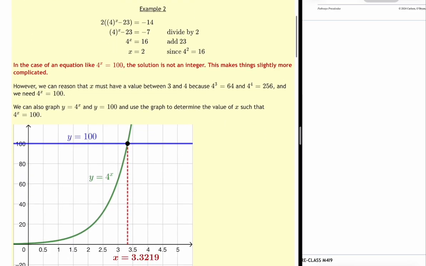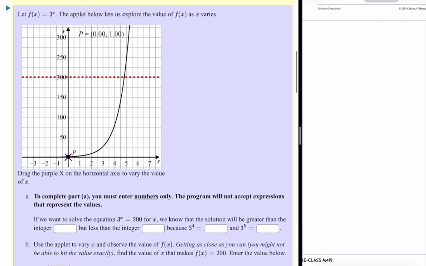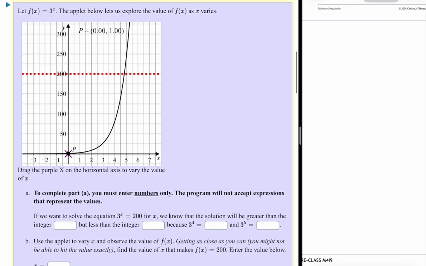Those are always good to look at. Here they have a picture of what you're looking at. So that's the equation y equals 4 to the x. If x is 3.3219, the height will be 100. So now my applet has a 3 to the power of x. I don't know what yours has. If it's different, that's okay. But let's see what it says.